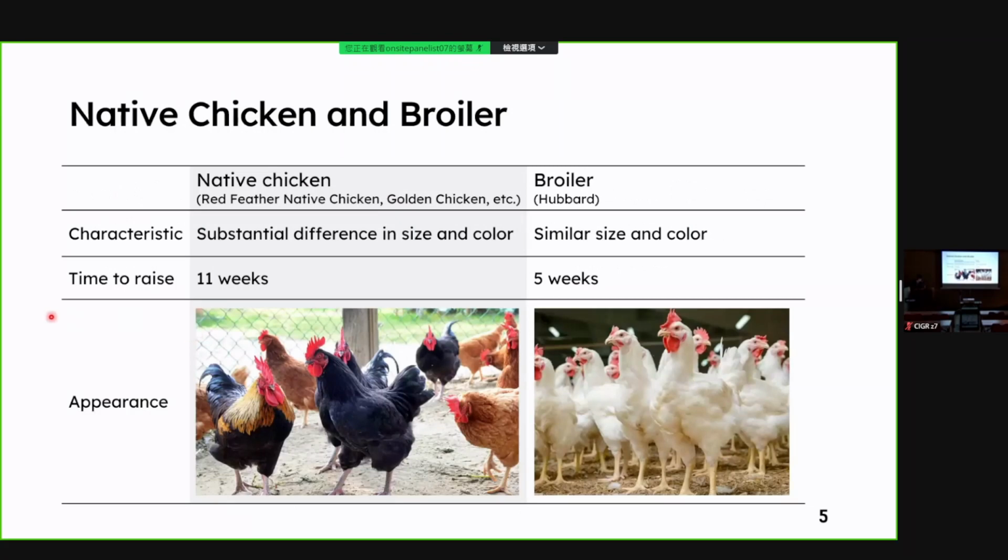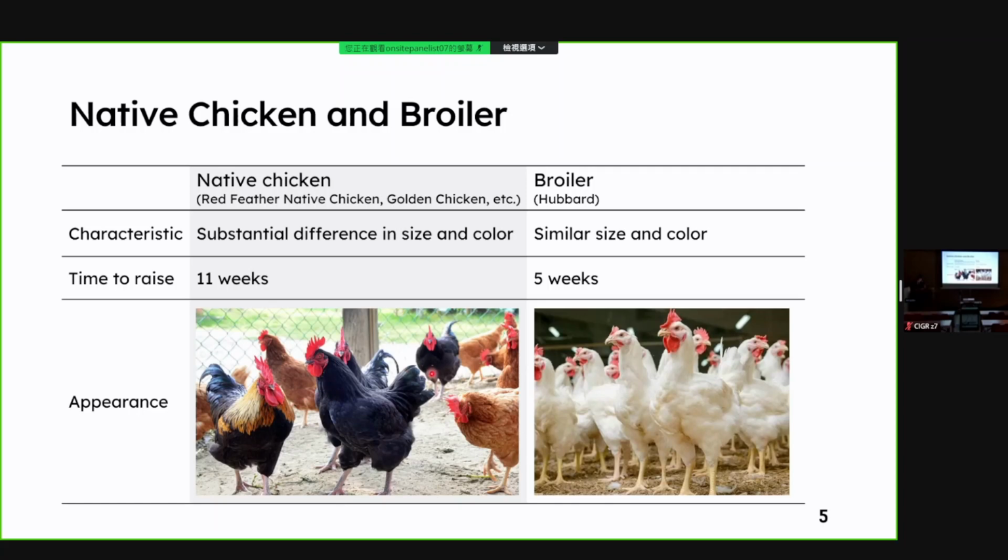Next, I want to introduce the two types of chicken, the native chicken and the broiler. The first is the native chicken. The native chicken has a variety of breeds, like this one, the red feather native chicken, the middle one, the black feather native chicken, and the golden chicken. In the different pictures, the size and color have substantial differences between breeds. The time to raise the native chicken is 11 weeks.